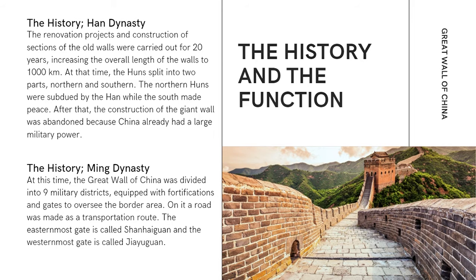The history. Ming Dynasty. At this time, the Great Wall of China was divided into 9 military districts equipped with fortification and gates to protect the border area. On it, a road was made as a transportation route. The easternmost gate is called Shanhaiguan and the westernmost gate is called Jiayuguan.